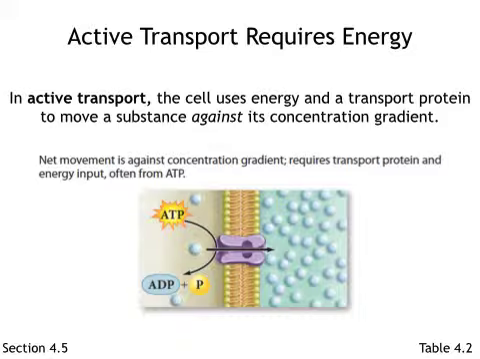And this is when the cell uses energy and a transport protein to move a substance against its concentration gradient. So you see here that the movement is going from low concentration to high concentration. So it requires a protein and it requires energy. So it requires ATP in order to pump. Literally, this protein is pumping the molecule against its concentration gradient.